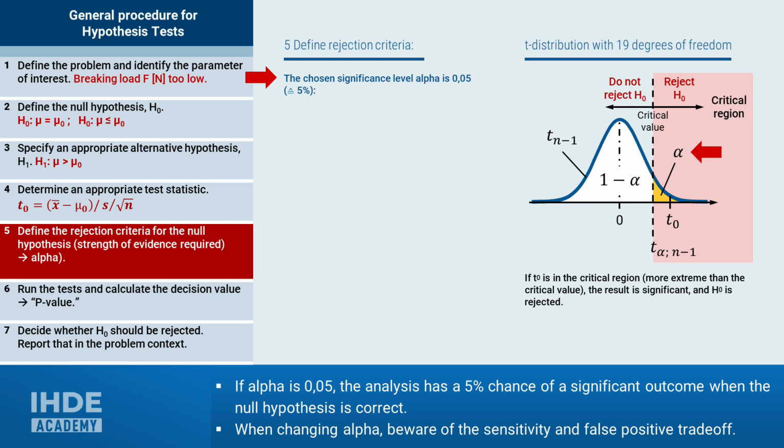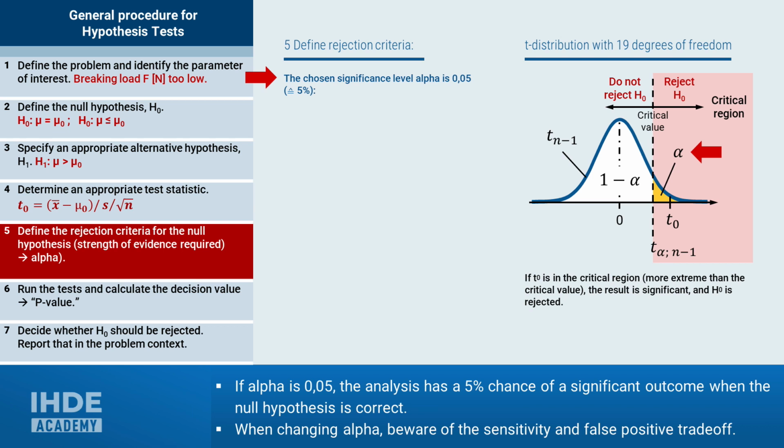In the fifth step, we set the rejection criterion for the null hypothesis. So, how strong must the evidence be to reject the null hypothesis? This rejection criterion is set with the value for alpha. Alpha is again the level of significance or error probability. When alpha equals 0.05, there is a 5% chance of falsely rejecting a true null hypothesis.